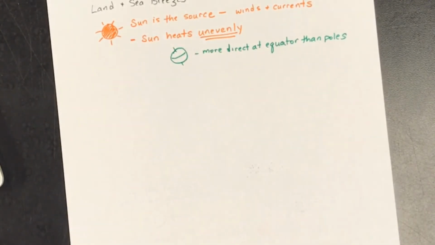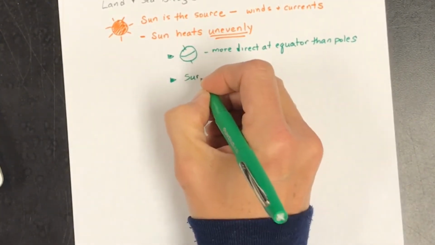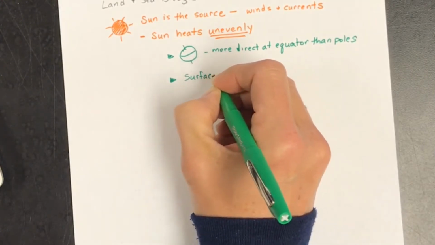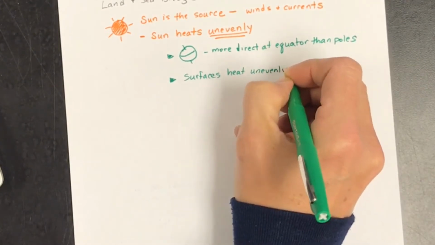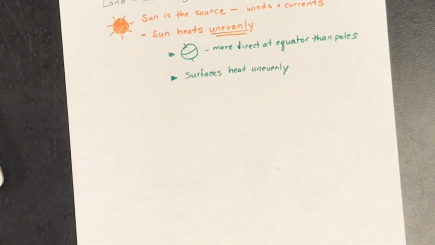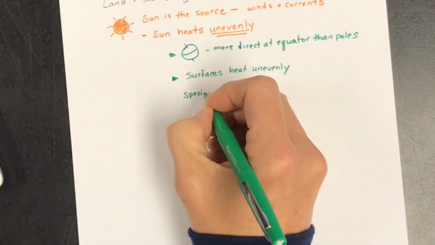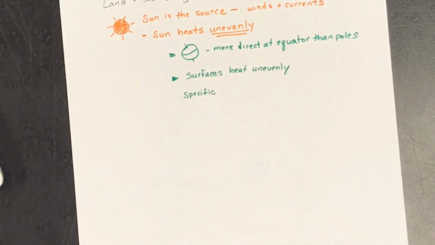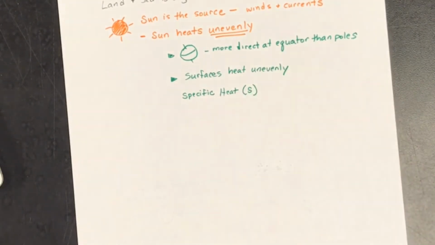And then we also have this other thing, which you might not be aware of, that surfaces heat unevenly. And this is a physical property of matter called specific heat. You're going to learn more about this in chemistry. So it's actually called specific heat. You'll learn more about it in chemistry in high school, but I want to introduce this idea to you now.